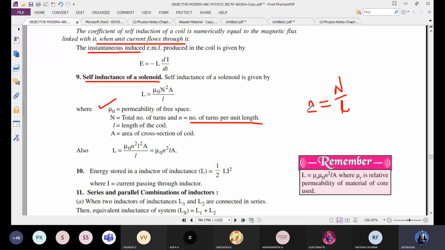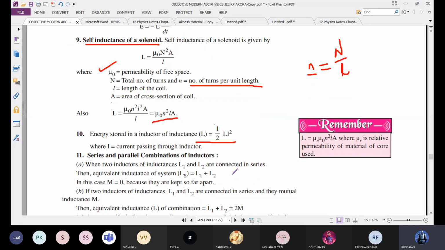To use small n, I just multiply by l divided by l, so you will get the remaining formula, mu naught n square lA. Next, energy stored in an inductor: half L i square. You can remember the kinetic energy formula, half mv square, where m is mass and v is velocity, but here it is L, the self-inductance, and i square, the current squared.